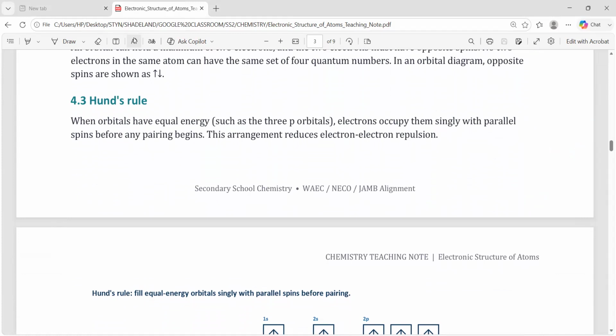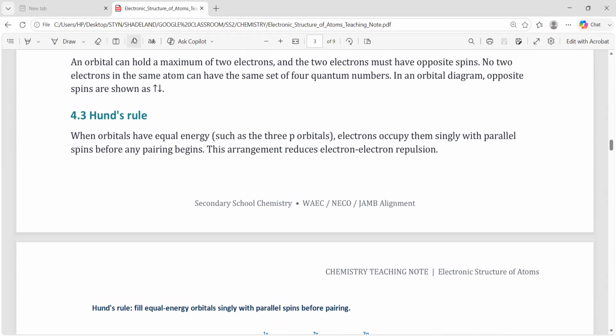What Hund's rule is saying in simple English, because sometimes the problem some of our students have is the English, the grammar that is used to state some of these rules. In simple terms, Hund's rule is saying that if you come to a set of degenerate orbitals, electrons will enter singly. Now, degenerate is another big word. Degenerate simply means orbitals in the same subshell.